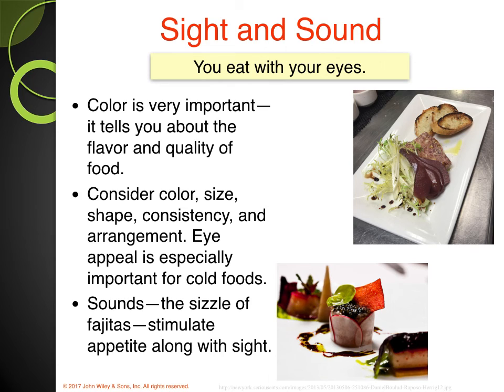So color is very important. It tells you about the flavor and quality of the food. Consider the color, size, shape, consistency, and arrangement. Eye appeal is especially important for cold foods, but as you know, we start eating with our eyes. We start already imagining what that food would taste like by its appearance, right? We want our plate presentation to be on point because we already want our customers to be excited to dig into the food that we just presented them.